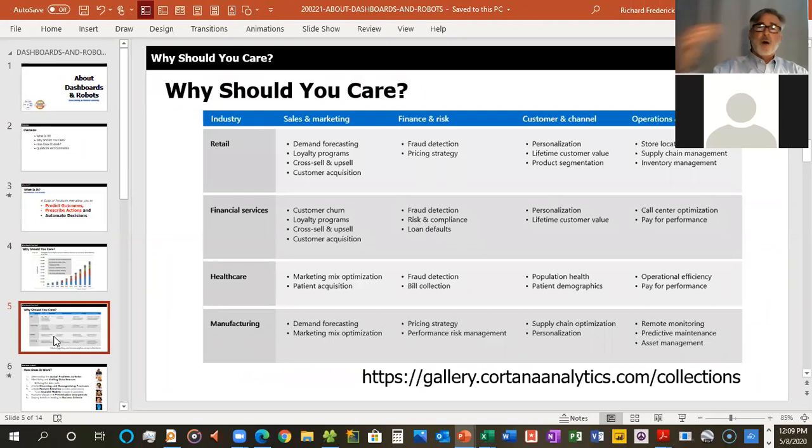Well, within all these different segments, like retail, financial services, healthcare or marketing, you have all the different sales and marketing use cases. For example, just in retail: demand forecasting, loyalty programs, cross-sell and upsell, customer acquisition. On the CFO side, you have finance and risk, fraud detection, pricing strategy. Under marketing as well: customer and channel, personalization, lifetime customer value, product segmentation.